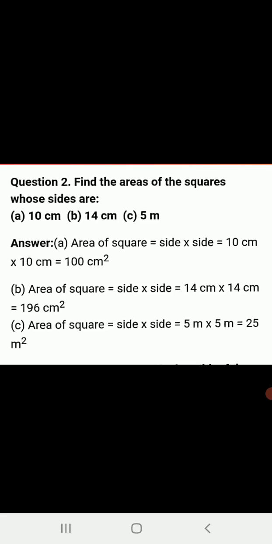Question B, 14 centimeter. Area of a square formula is side into side. So 14 into 14 is 196. Centimeter into centimeter is centimeter square. Question C. Area of square is side into side. Therefore, 5 meter is the question. 5 into 5 is 25. Meter into meter is meter square. So your answer is 25 meter square.